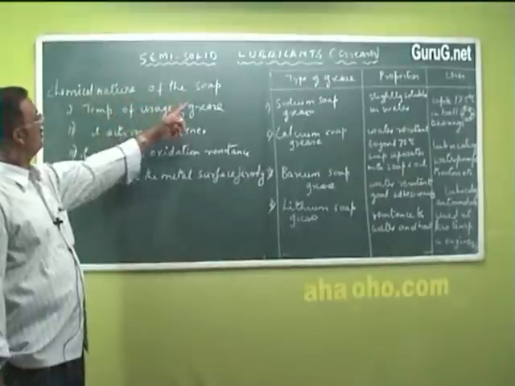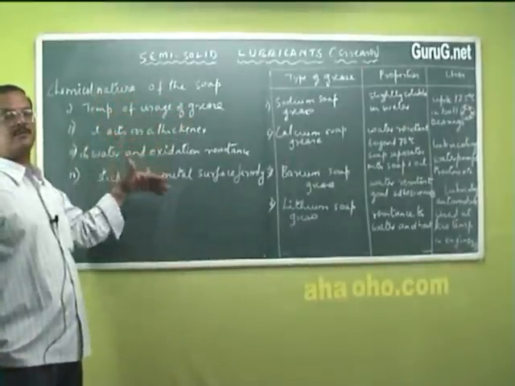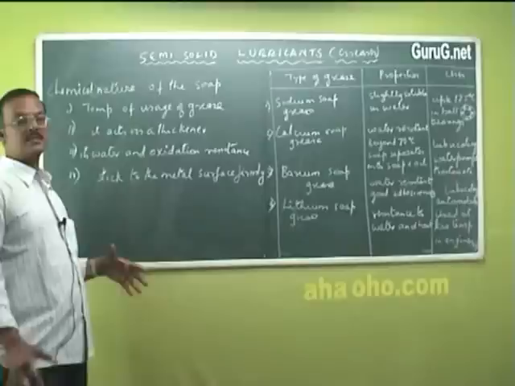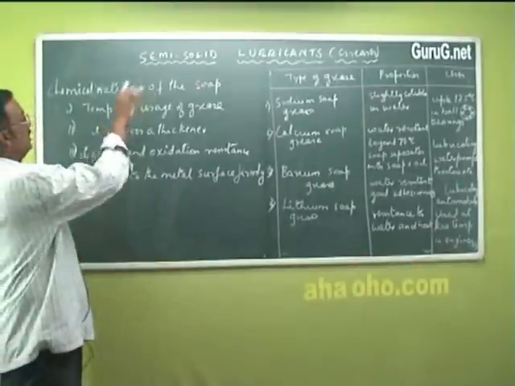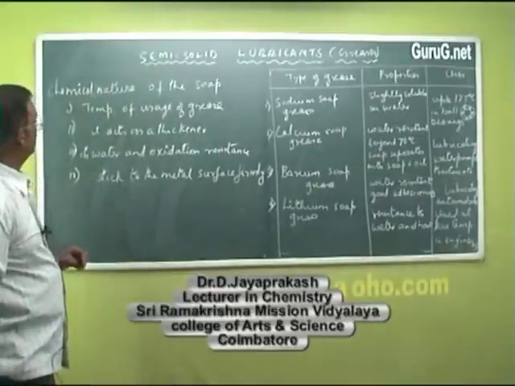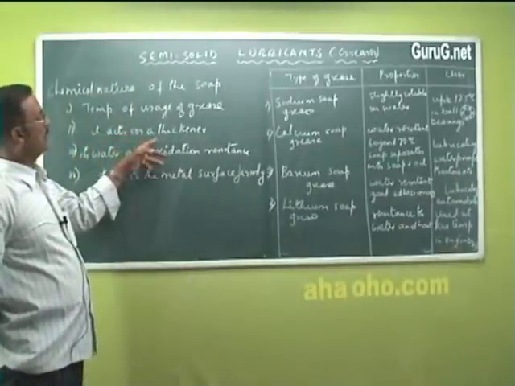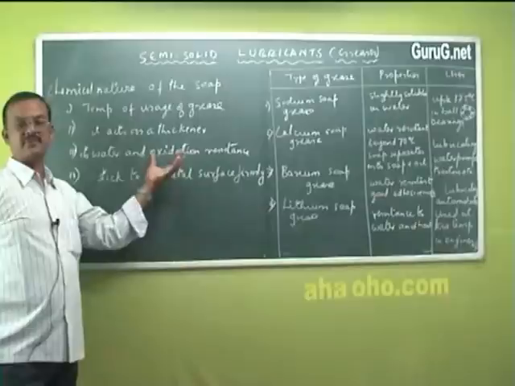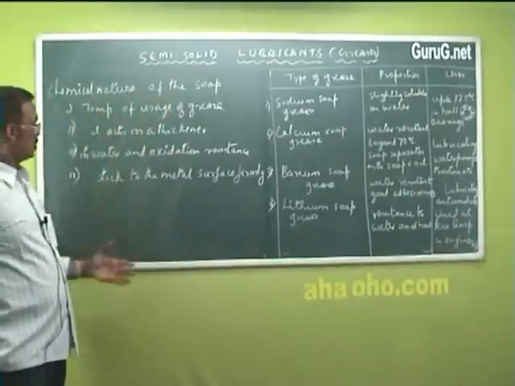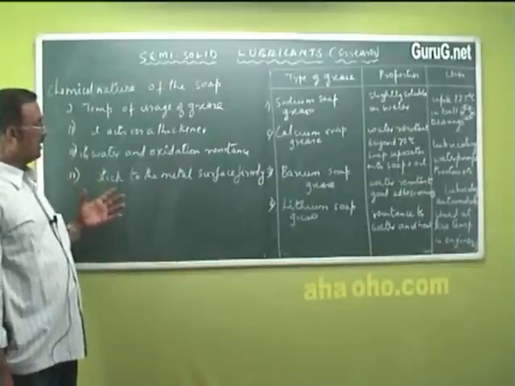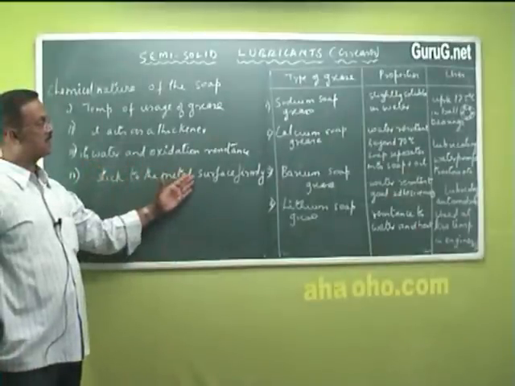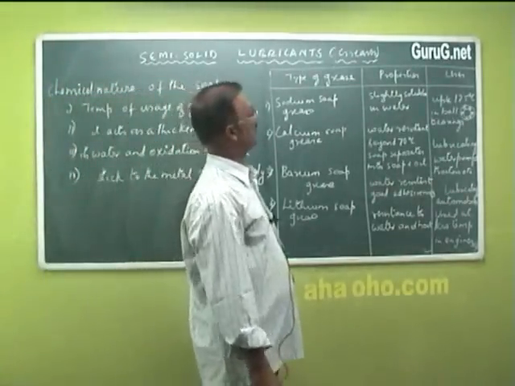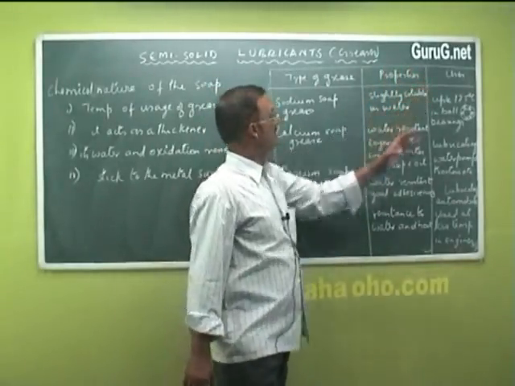The chemical nature of the soap determines the various properties of the grease. First, it determines the temperature of usage of a grease. That is the range of temperature within which the grease can be used. Second, whether it can act as a thickener or not. Then the water resistance and oxidation resistance of the grease is determined by the chemical nature of the soap. Then it also determines whether the grease can stick to the metal surface firmly or not. Now next we'll see the types of greases, the properties and its application.